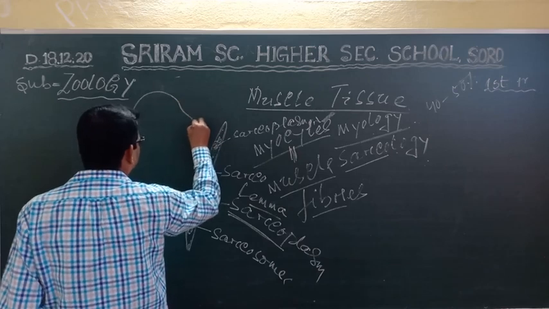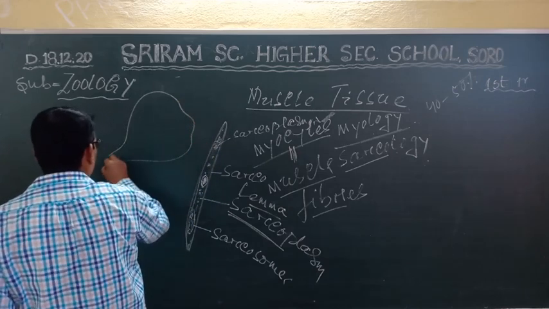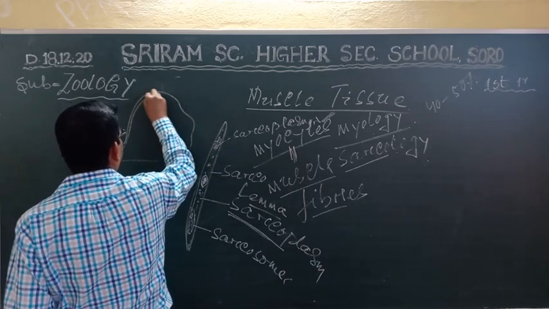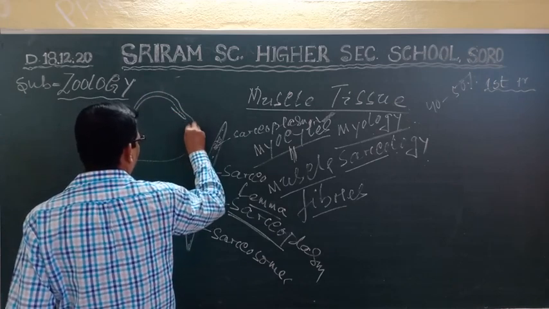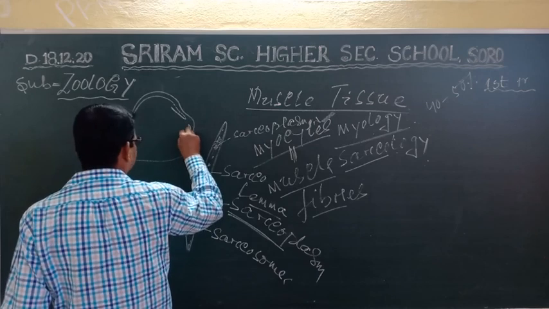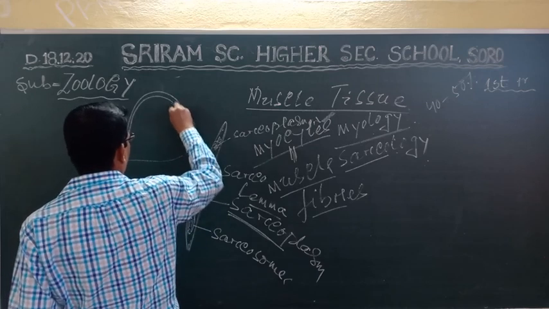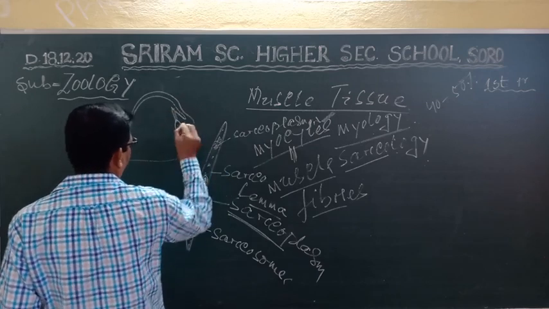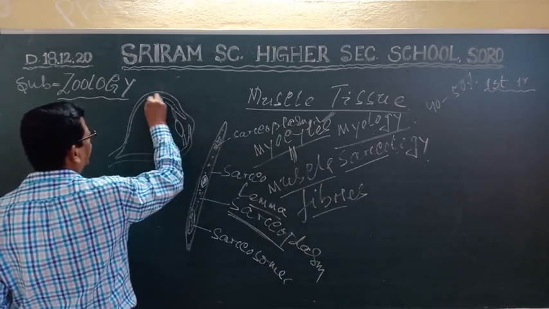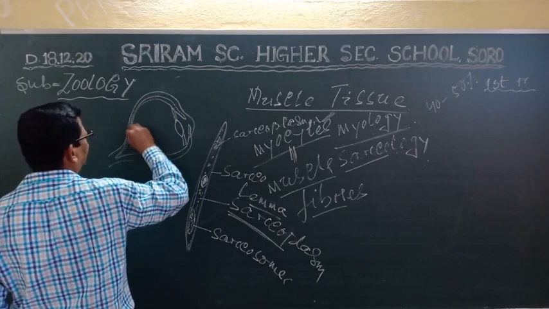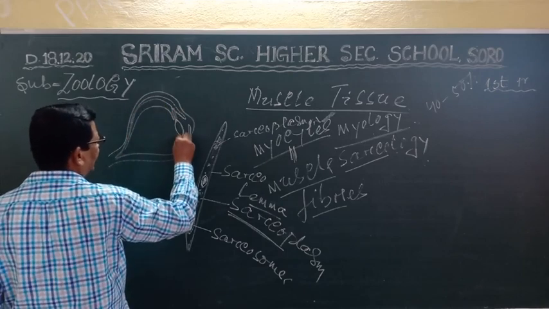So suppose this is the eye, and the outer layer is called the sclera, and the inner layer is called the choroid. Clear? So after the inner layer, the choroid, another layer is present, called the retina.